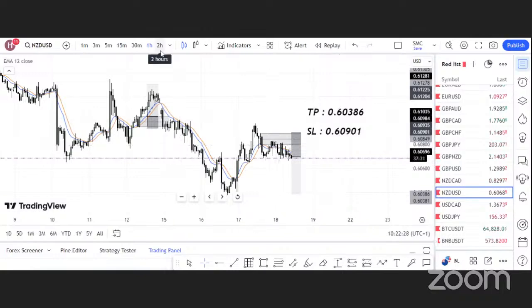So guys, you can quickly set up, just open your position. You can still enter. We are selling NZDUSD. Go to market, search for NZDUSD, click on sell, set your take profit, set your stop loss, and execute your trade.